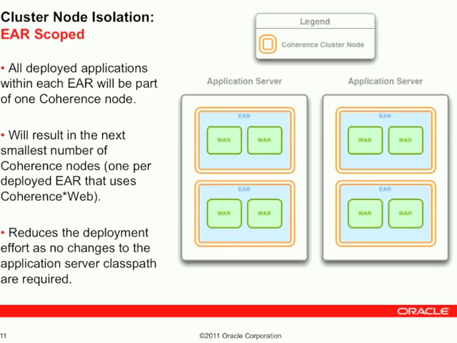So one thing to remember is if you're only deploying one Coherence Web enabled application to Oracle GlassFish Server instances, the difference between the cluster node scopes becomes meaningless.